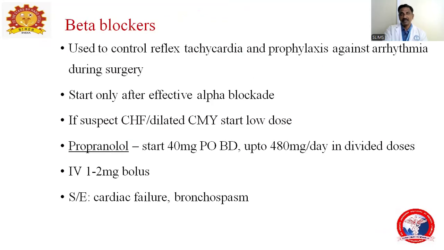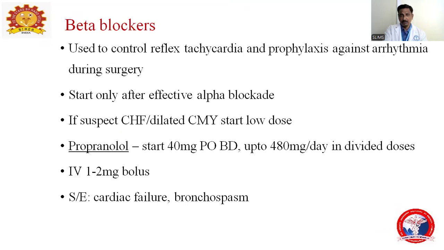Next drug is regarding beta blockers that are used in treatment of pheochromocytoma. They are used to control reflex tachycardia and for prophylaxis against arrhythmias before surgery. Start only after effective alpha blockade. If congestive heart failure or dilated cardiomyopathy is suspected, start lower doses of beta blockers. Propranolol starting dose is 40 milligram per oral 2 times a day, up to 480 milligrams per day in divided doses. It can be given through IV route also with 1 to 2 milligram bolus doses.